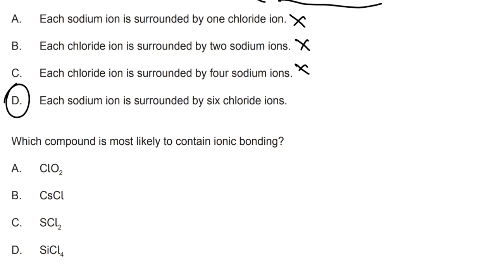Which compound is most likely to contain ionic bonding? Ionic bonding would be between a nonmetal and a metal, generally. So this was eliminated, two nonmetals. Cesium, chlorine, that could work, I think. I'm not sure. Aluminium chlorine, no, no. Silicon is in the same group as carbon, so I'm not going to pick this. I'm going to go with B for this.